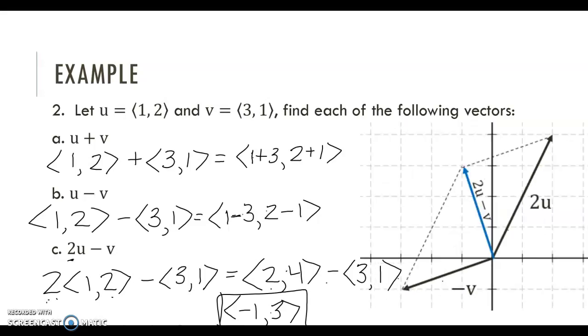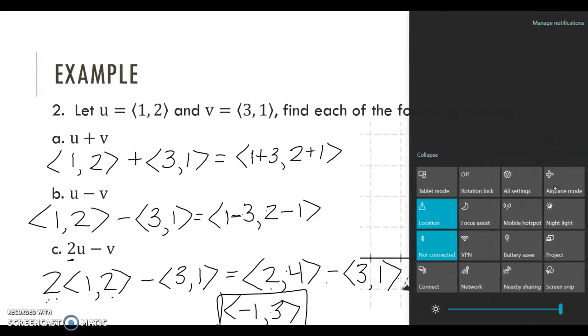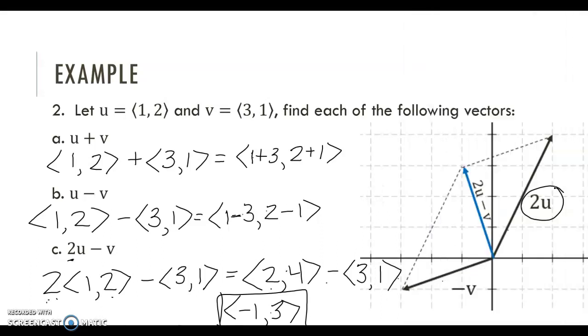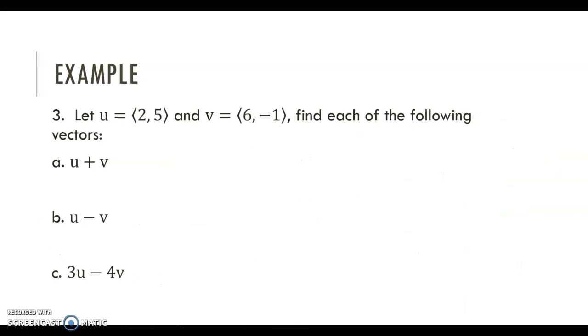What does that look like? Here's your picture for this one. So 2u, that u vector was doubled in length. -v, same thing, it's opposite. And then you see your parallelogram form there for your final resultant vector of -1, 3 that you can see in that picture. Okay? Let's do another one. This one I'm not going to show you the pictures, but just going through some more examples.